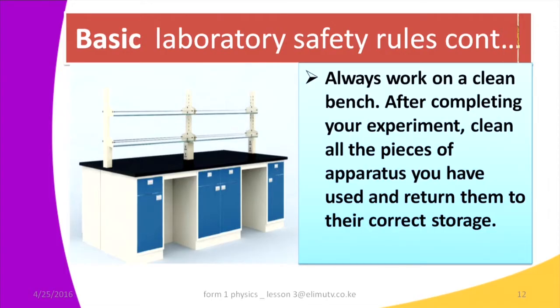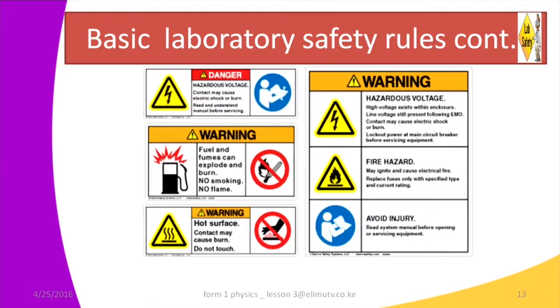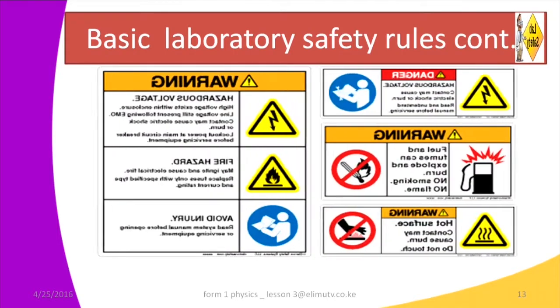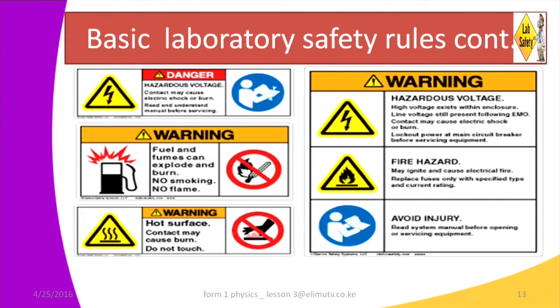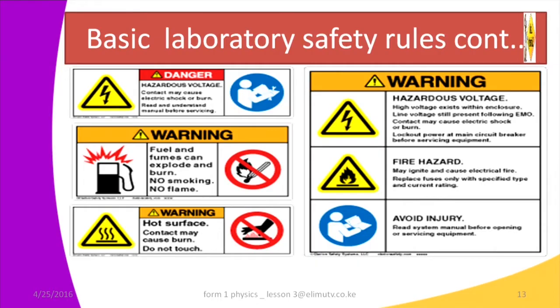Now, in summary, this is how we can summarize the basic laboratory safety rules. The first one, on my extreme left, I have danger. This is a hazardous voltage. This one is used in cases where we are using an alternating current. Alternating currents are very dangerous, especially when they are carrying a high voltage. So we use this one to give you a warning that this is a hazardous voltage and it can cause a lot of accidents.